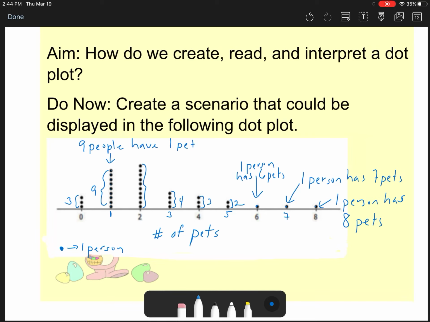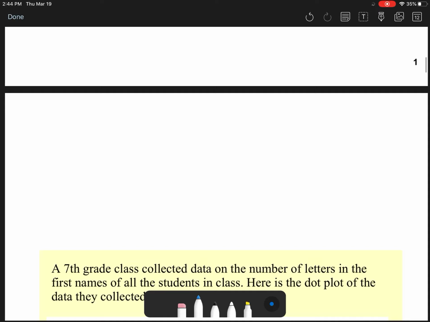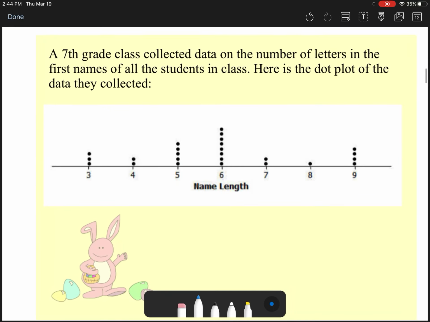All right. Let's take a look at the next problem here. A 7th grade class collected data on the number of letters in the first names of all the students in class. Here is the dot plot of the data they collected. If you look on the x-axis, those numbers 3, 4, 5, 6, 7, 8, and 9 represent the name length. And each dot represents 1 person, or 1 student in this case.